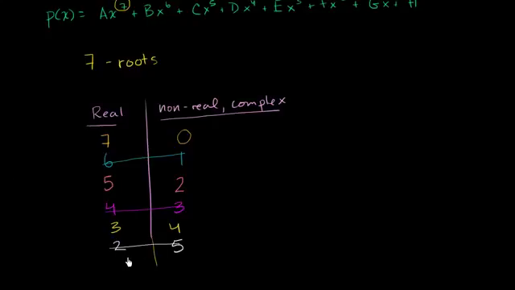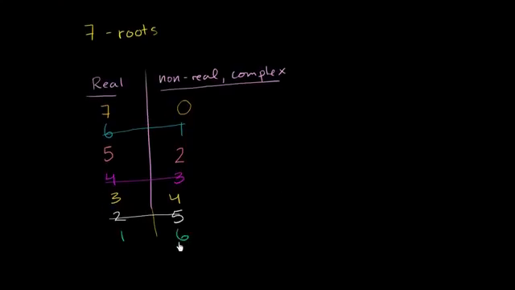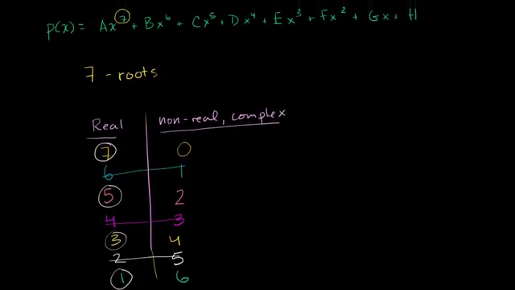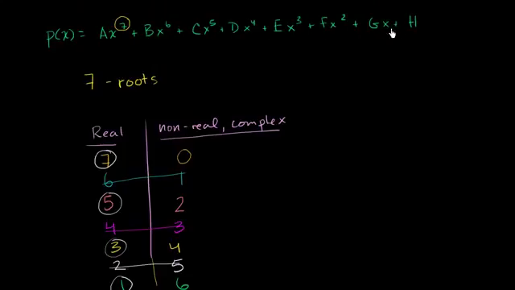And then you could go to 1 real and 6 non-real, completely possible. This is an even number. And then finally, we could consider having 0 real and 7 non-real complex. And that's not possible because these are always going to come in pairs. So you're always going to have an even number here. So the possible number of real roots, you could have 7 real roots, 5 real roots, 3 real roots, or 1 real root for this 7th degree polynomial.